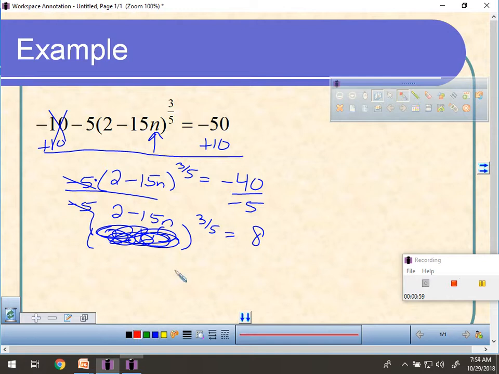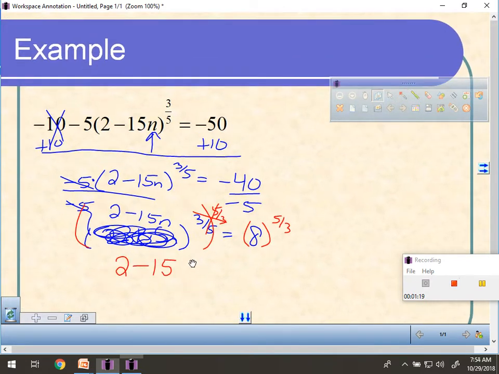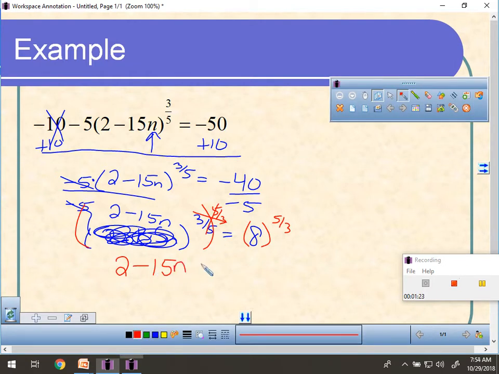Now that I've got the parentheses by itself, I can get rid of this rational exponent by doing its reciprocal, so that would be 5/3. So I'm going to raise this to the 5/3, and this is going to cancel out and leave me 2 minus 15n equals, and if I plug 8 to the 5/3 into the calculator, I would get 32 for that answer right there.